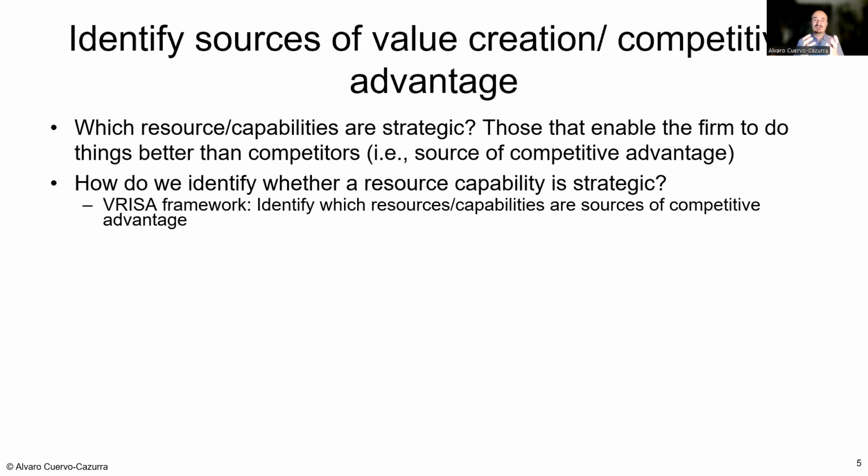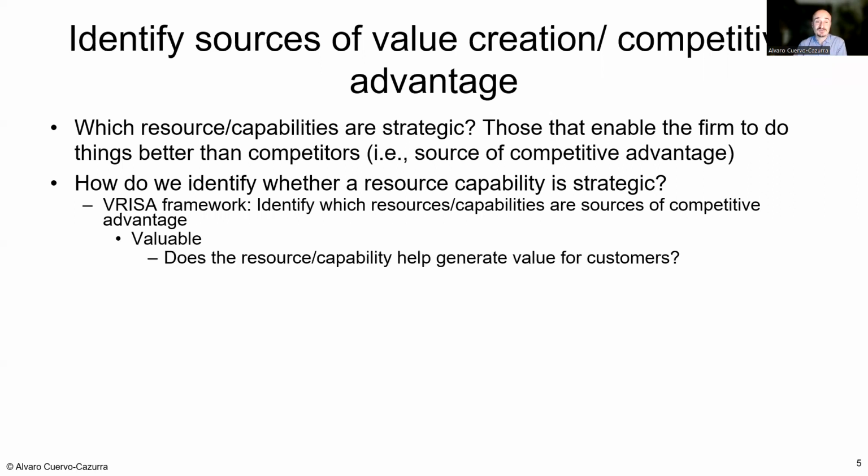It seems relatively abstract, but we can go deeper into trying to identify under which conditions this happens. So how do we do this? Trying to understand which are the resources and capabilities that we are going to call strategic, i.e. sources of advantage. We have a framework, the VRISA framework: valuable, rare, difficult to imitate, substitute, appropriable. Five different conditions. And let's just start with the first one.